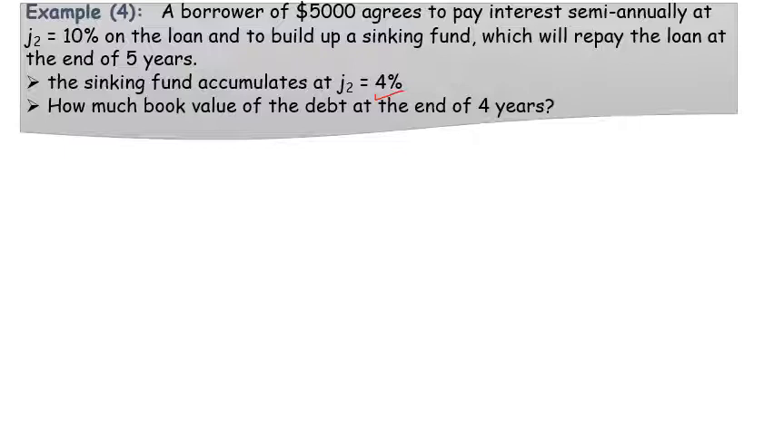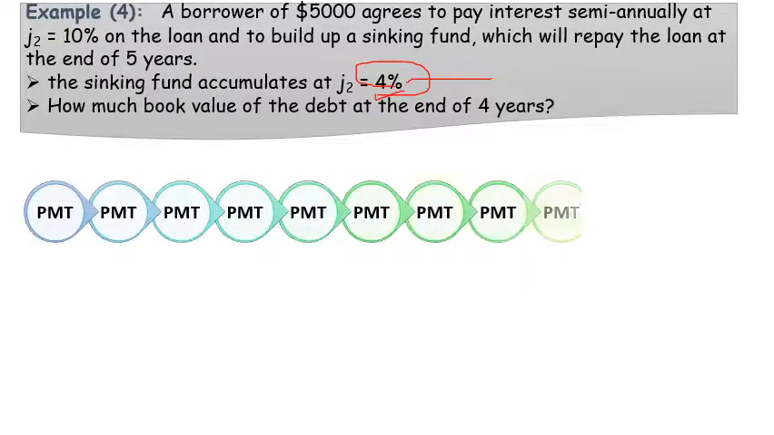But we should adjust the interest rate of the sinking fund from annual to semi-annual by dividing the annual interest rate over 2.